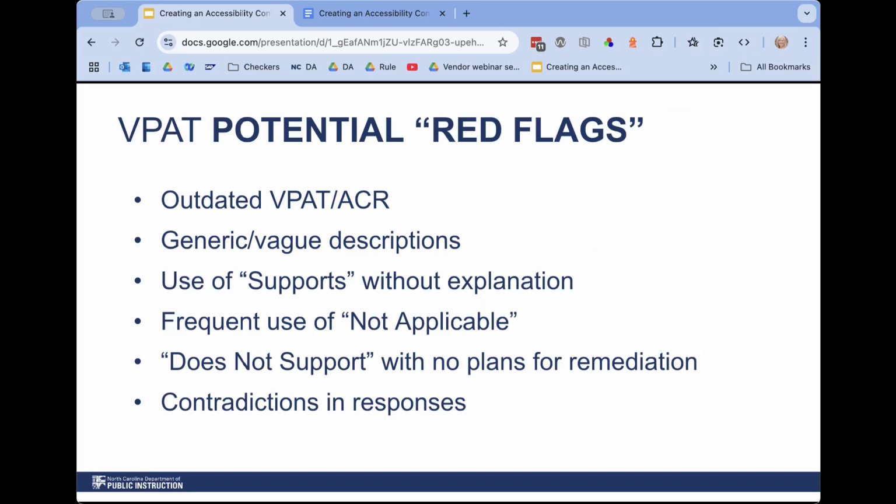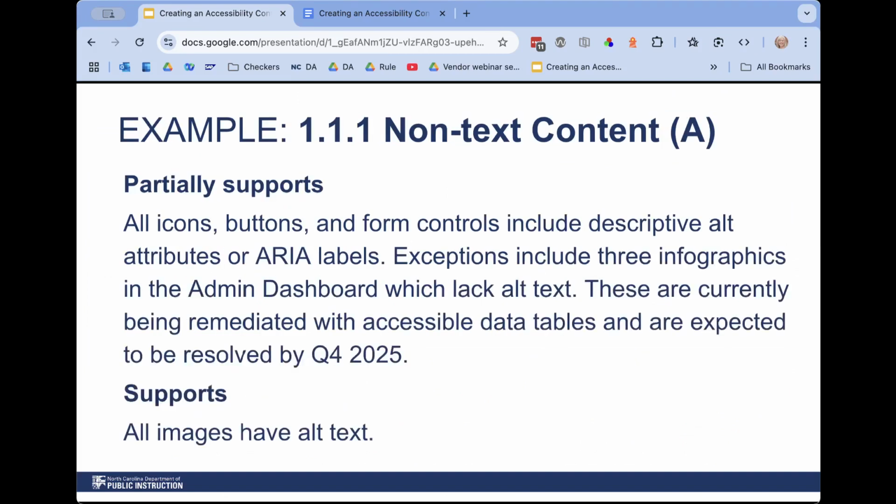And another thing is contradiction in responses. And we're going to look at an example of this in just a moment. In fact, let's just jump to that. Basically, what I'm saying here is that there are some standards that go hand in hand. So if you tell me this supports, but this one doesn't support, then that's a red flag for me. So here's just a few examples of a detailed versus not detailed response.